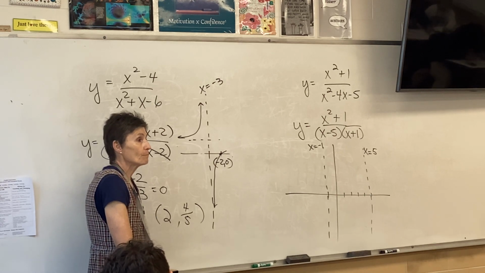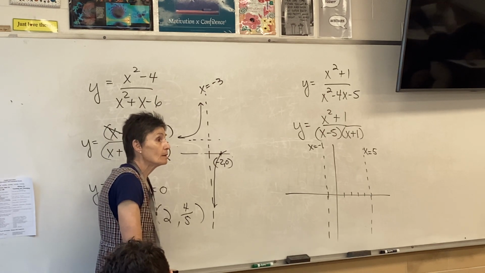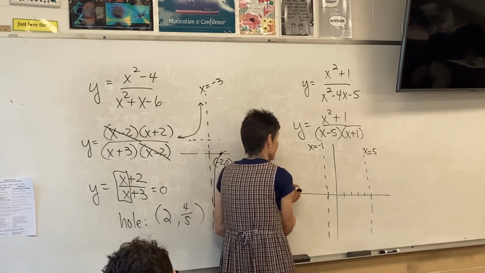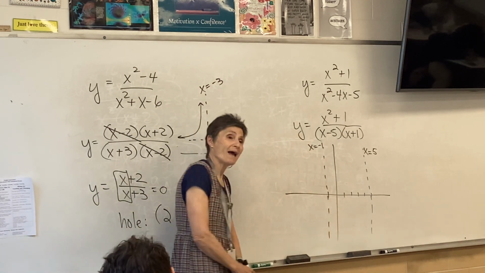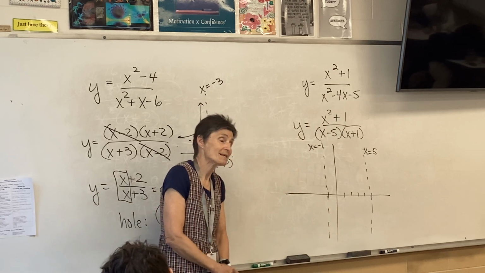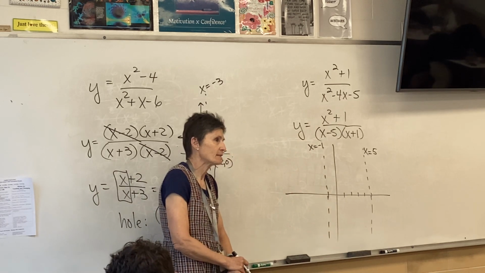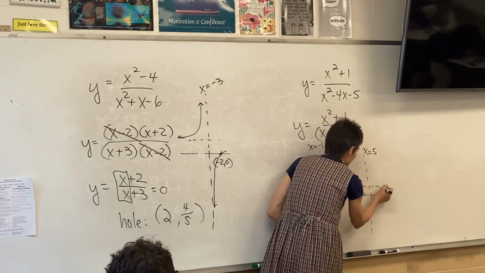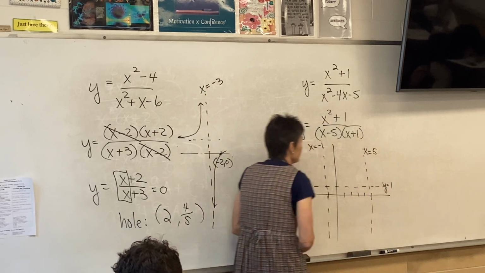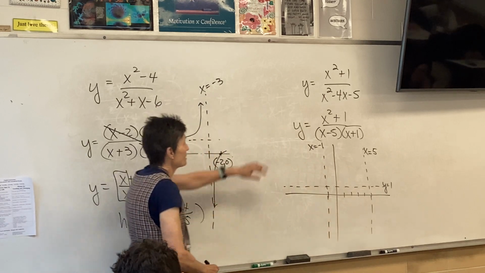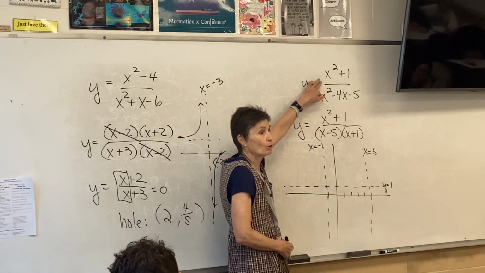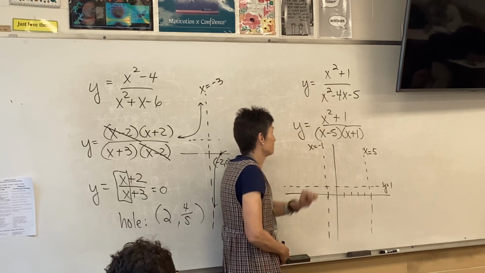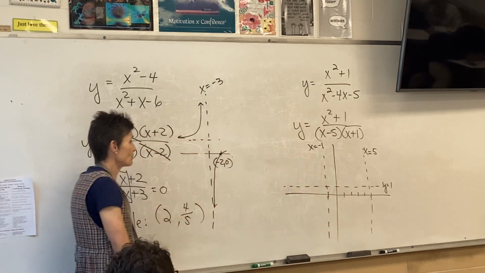Liam? Is there a horizontal asymptote at y equals 1? There absolutely is a horizontal asymptote at y equals 1. Remember, the word asymptote has a p in it, but we don't say it. It's asymptote, and it's at y equals 1, because we've got x squared over x squared. Perfect. All right, tell me about intercepts.